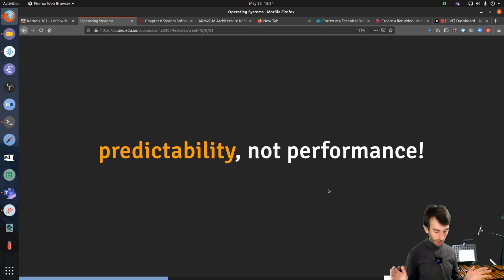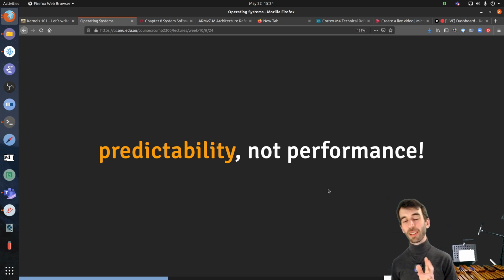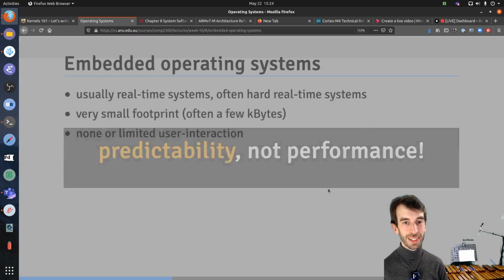I guess the overarching idea here is that real-time systems need to be predictable and not exactly performant or fast. It can still be real-time even if it's slow. It's this kind of temporal predictability which is the most important point.